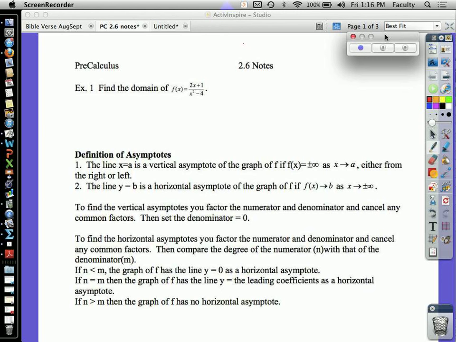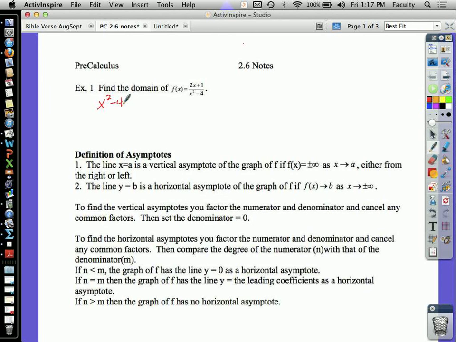All right, example 1 says find the domain of f of x equals 2x plus 1 over x squared minus 4. All right. Lydia, can you remember what is domain? The numbers that would be for x. Good job. Okay, they're the numbers that you can plug in for x. So when you have a fraction, Adam, what do we have to be concerned with when we're talking about domain of a fraction? The denominator cannot be equal to 0. Awesome. Okay, the denominator cannot be equal to 0.